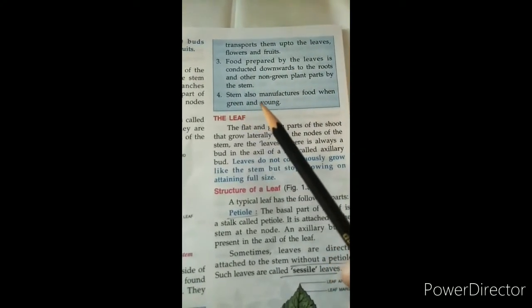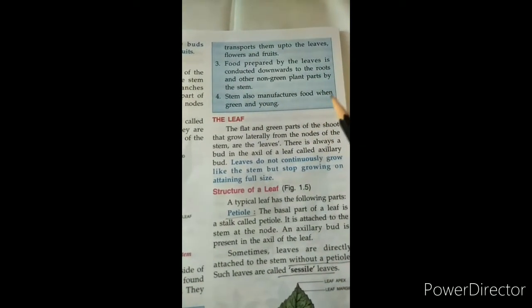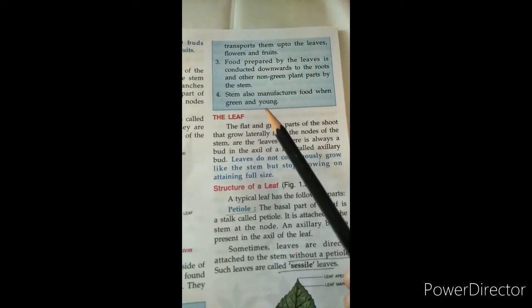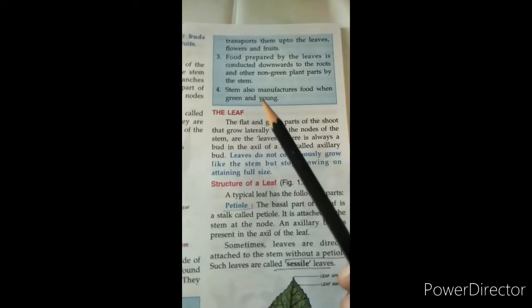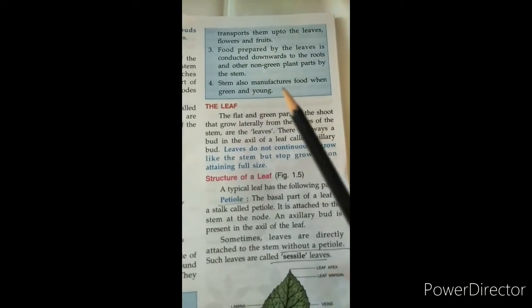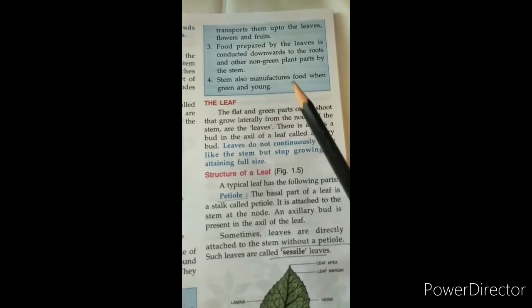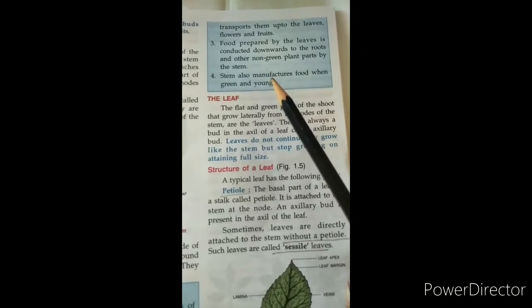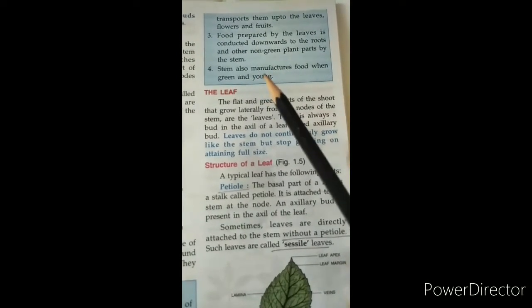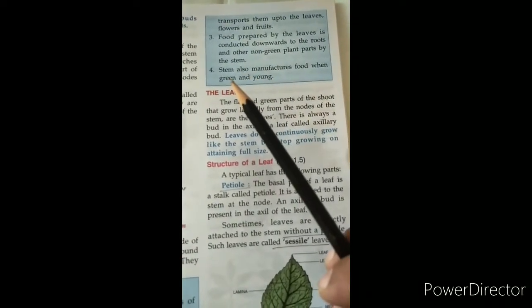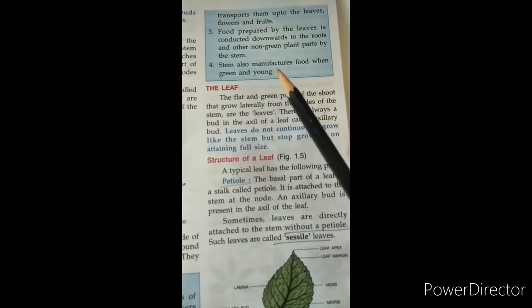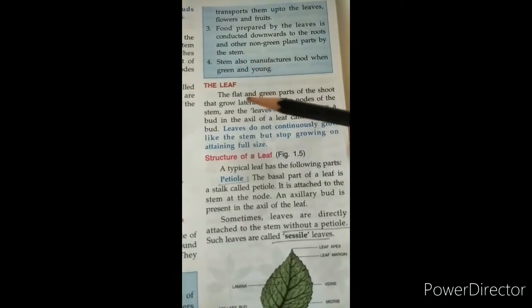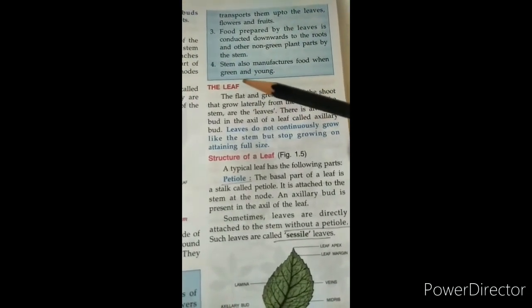Then the stem also manufactures food when green and young. So when the stem is green and young, it will also be able to help in the preparation of food by the process of, any guesses which process? I guess you guessed it right, it is photosynthesis. So when the stem is green, it may also, through photosynthesis, manufacture food. Great. So with that we have finished the stem.